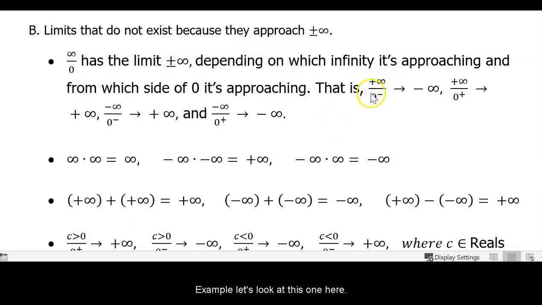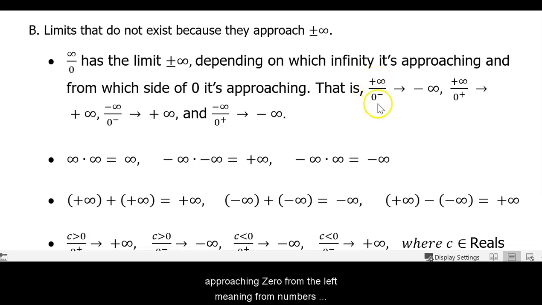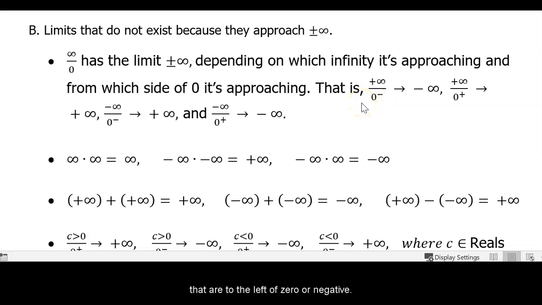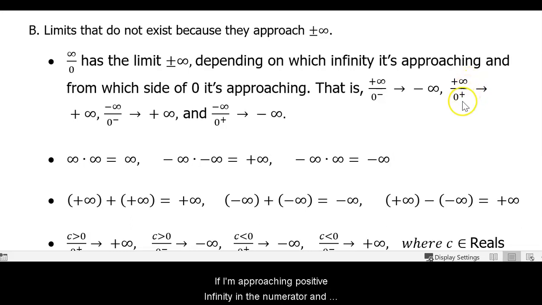So for example, let's look at this one here. When we're looking at this one, we have positive infinity divided by approaching 0 from the left, meaning from numbers that are to the left of 0 or negatives. A positive divided by a negative would indicate it goes to negative infinity. If I'm approaching positive infinity in the numerator and I'm approaching 0 from the right in the denominator, then this will also go to infinity, but it will be positive infinity. Approaching negative infinity and approaching 0 from the left, the negative side, will lead me to positive infinity, but approaching negative infinity and 0 from the right will lead to negative infinity.